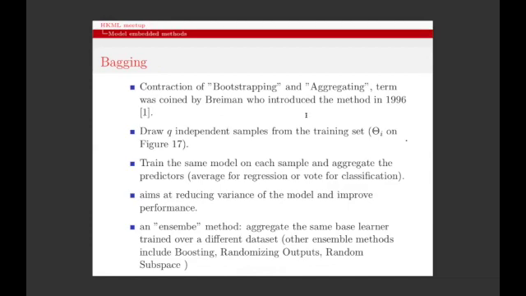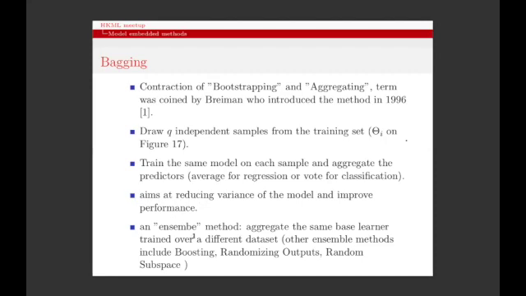Bagging is a contraction of bootstrapping and aggregating. This term was coined by Breiman, who introduced it in 1996. To train a random forest, we draw Q independent samples from the training set, theta i, train the same model on each sample and aggregate the predictors. The aim is to reduce variance of the model and improve performance.